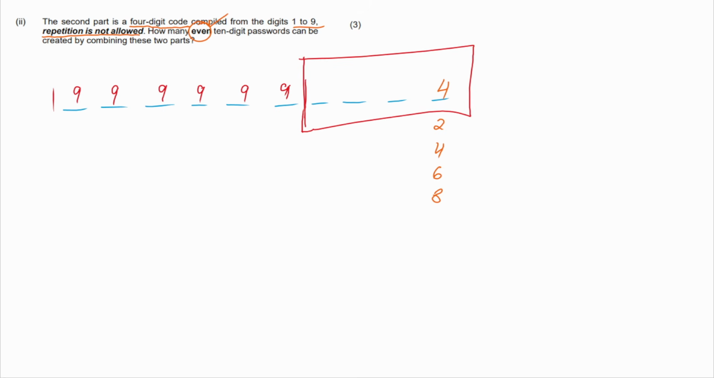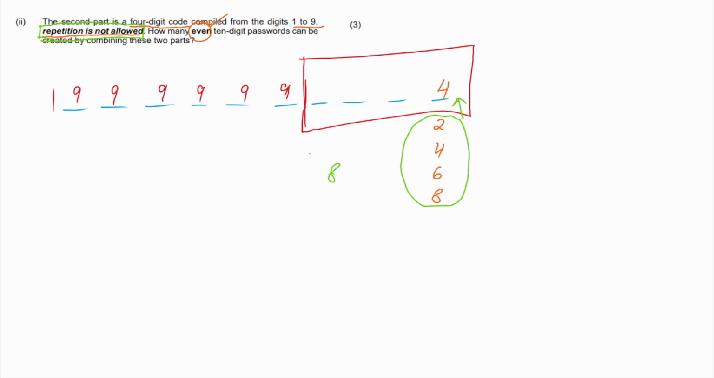With this last 4, repetition is not allowed in the last 4. Repetition is not allowed. So if we use one of these 4 to go into here, how many digits are left? That means we have 8 other options that can go into one of these.